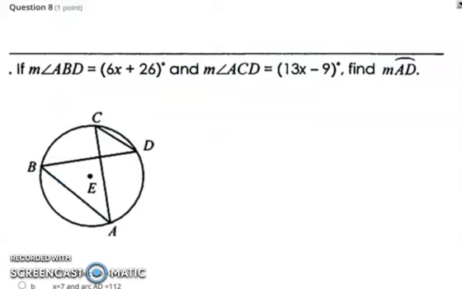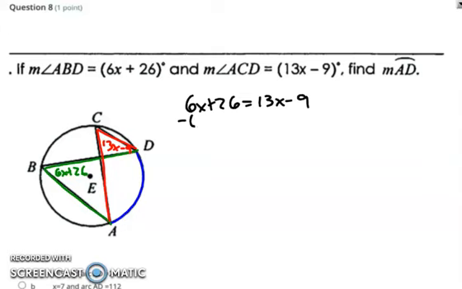Question 8. If ABD, which is this one, is 6x plus 26, and ACD is 13x minus 9. They want the measure of arc AD, which is this. If you can tell, the green one cuts off the blue arc, and so does the red one. Since the two angles marked blue, red and green cut off the same arc, they have to be equal to each other, which means I can set them equal. So 6x plus 26 equals 13x minus 9.